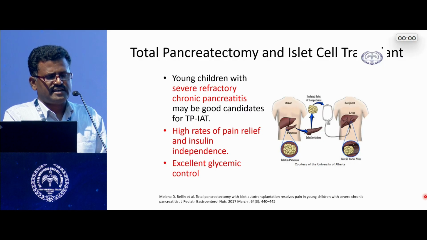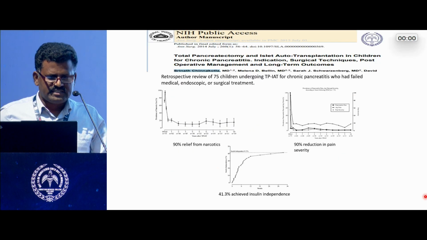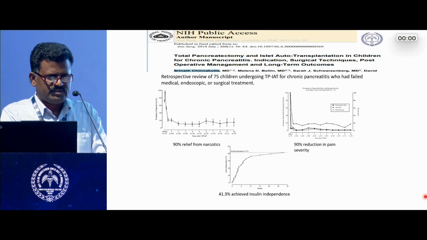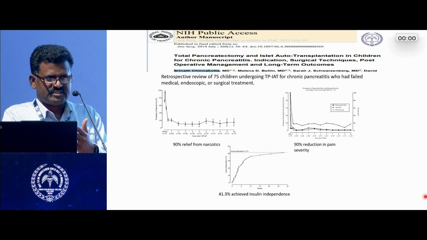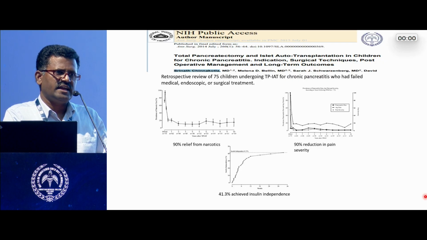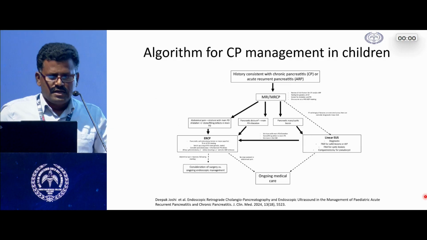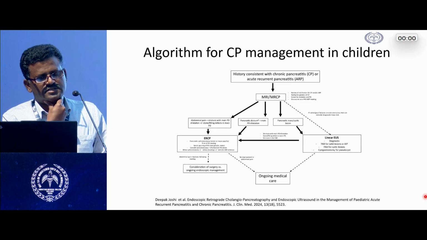Mostly it is more useful in children with severe refractory chronic pancreatitis, and studies have shown a high rate of pain relief and also a high rate of insulin independence. This is one retrospective study which followed 75 children who underwent total pancreatectomy with islet cell transplant. What they found was nearly 90% reduction in pain severity, and 90% of them were off narcotics. Interestingly, 42% achieved complete insulin independence. So those are all the treatment options for children with chronic pancreatitis.